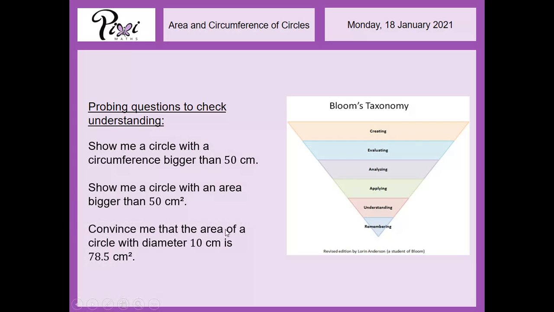Convince me that the area of a circle with diameter 10 centimeters is 78.5 centimeters squared. Why don't you try to draw a circle with diameter 10 centimeters and find out its area. Could you check whether it's 78.5 centimeters squared?